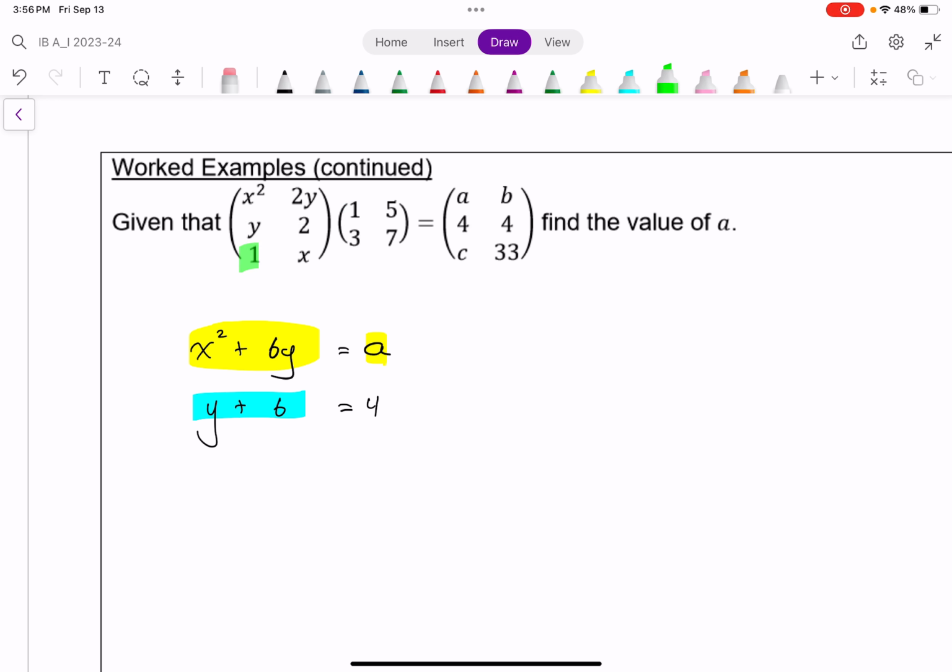Let's look as well at 1 times 1, which is 1, plus x times 3, which is 3x. And I know that must equal the c right here.